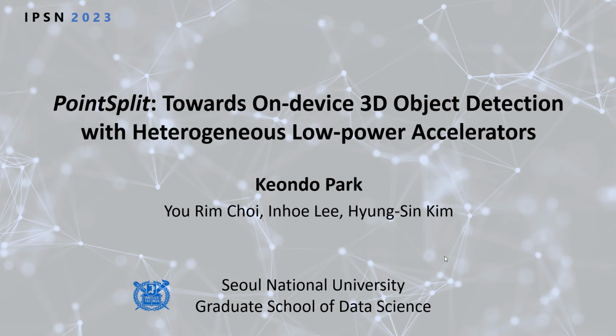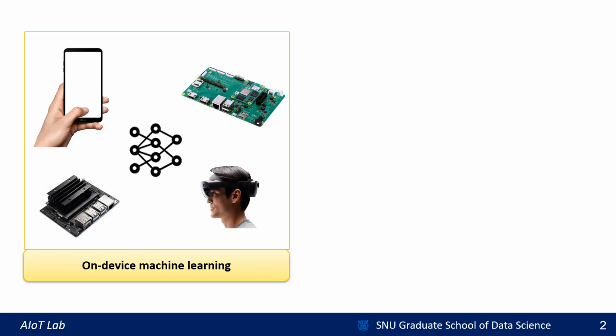Hello, in this video I will be presenting our research paper titled, PointSplit: Towards On-Device 3D Object Detection with Heterogeneous Low-Power Accelerators. As everybody would agree, on-device machine learning could enable real-time and private ML applications. This means that we could potentially run complex models on our mobile or edge devices without relying on cloud-based computing.